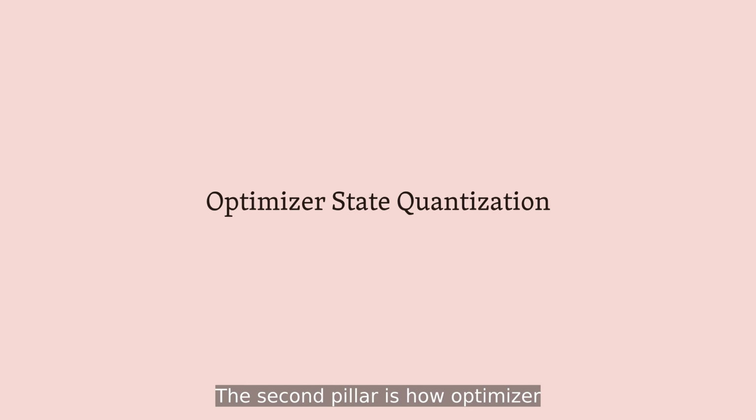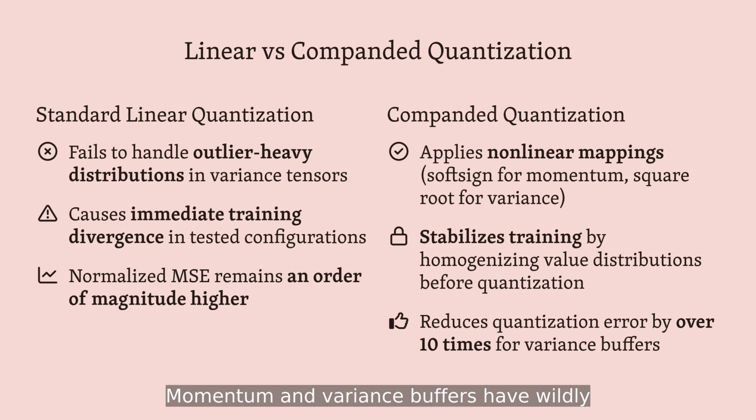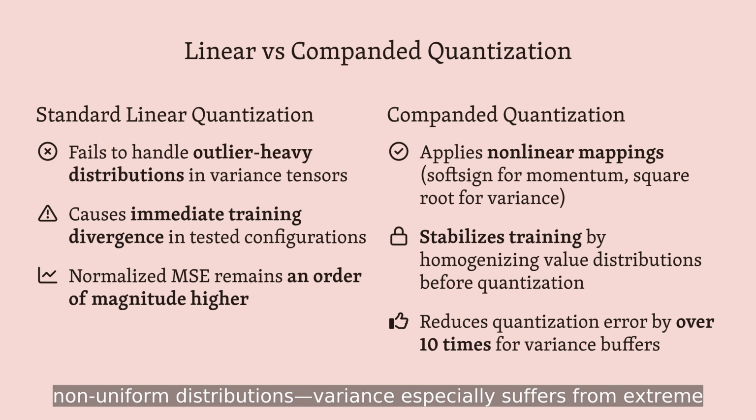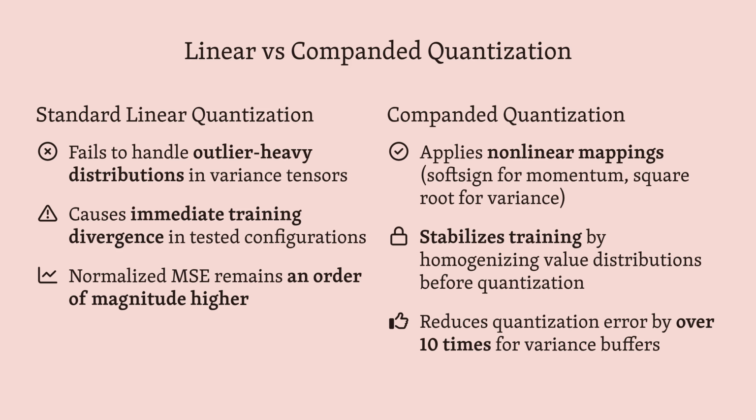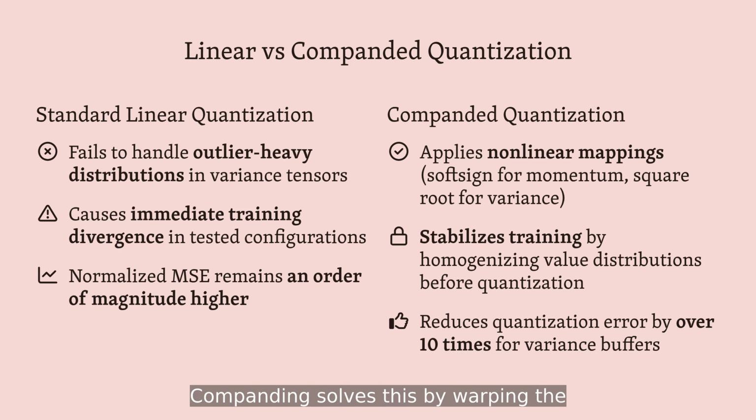The second pillar is how optimizer states themselves are compressed. Momentum and variance buffers have wildly non-uniform distributions. Variance especially suffers from extreme outliers. If you quantize them linearly to 8 bits, training collapses immediately. Companding solves this by warping the value space first: soft sign for momentum, square root for variance. These mappings spread out the bins where values actually cluster, cutting normalized error by more than an order of magnitude and rescuing training from divergence.